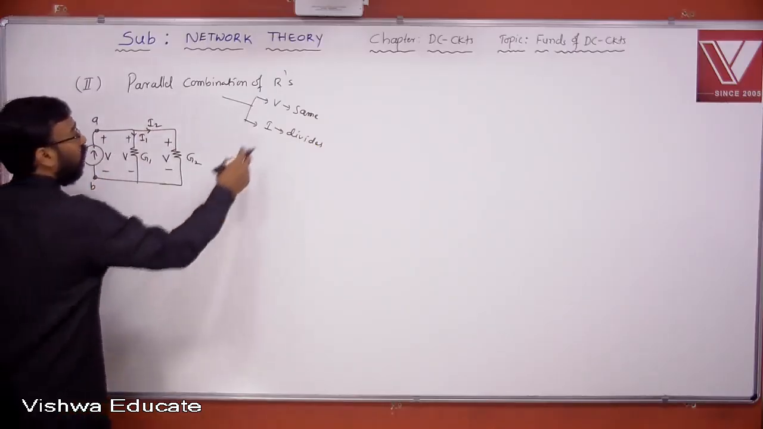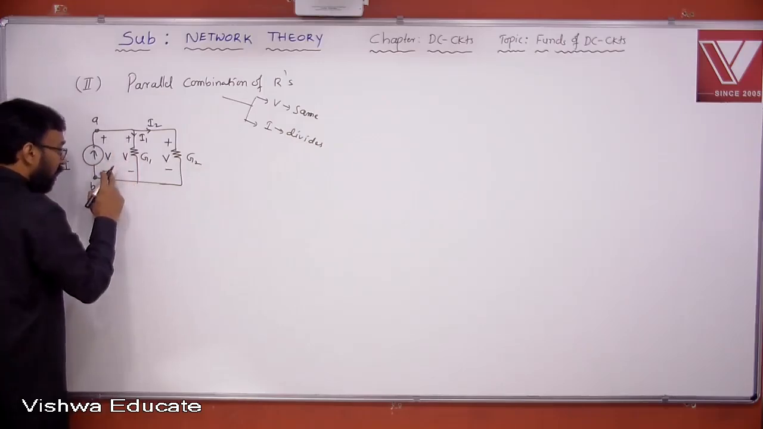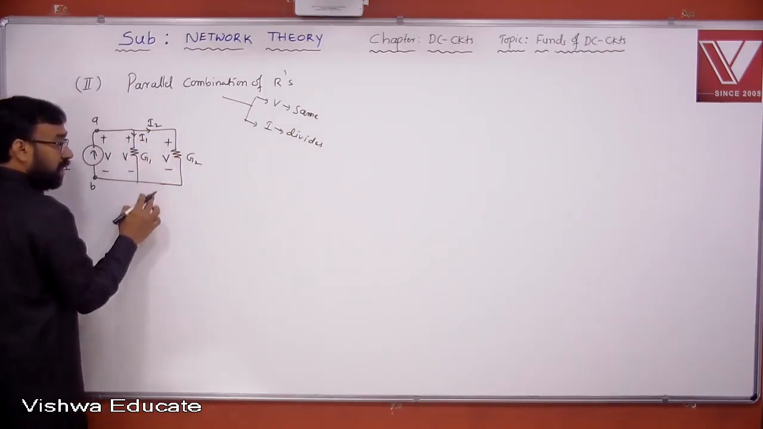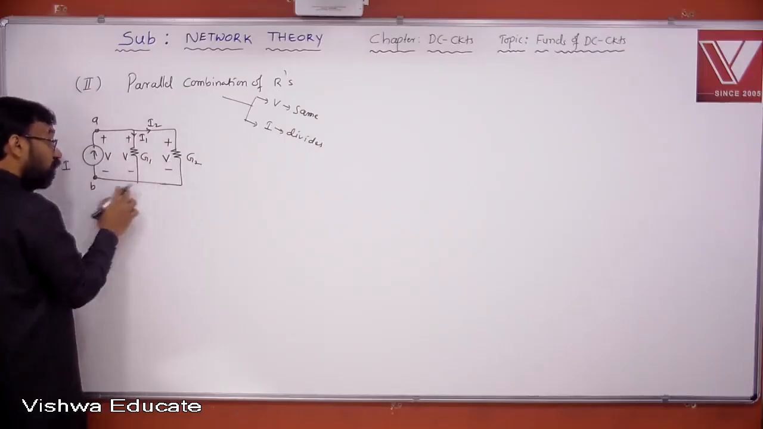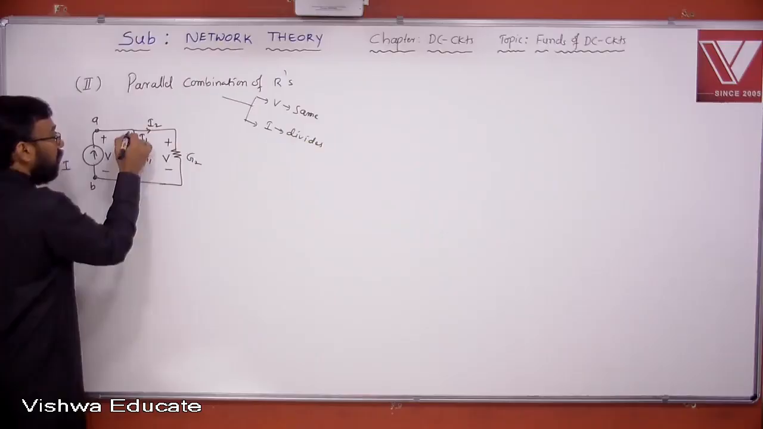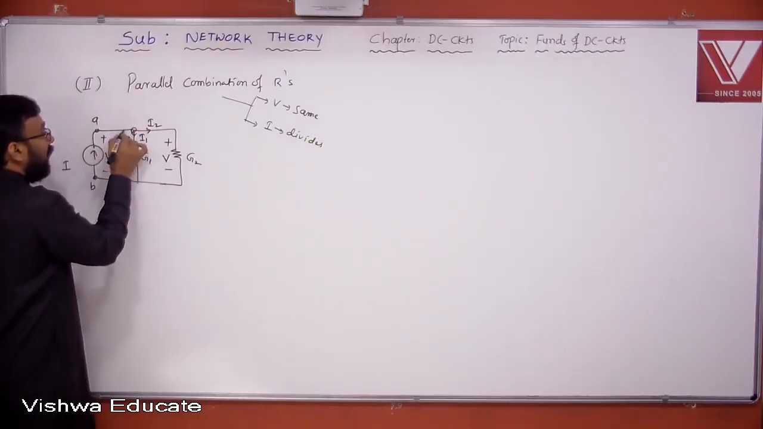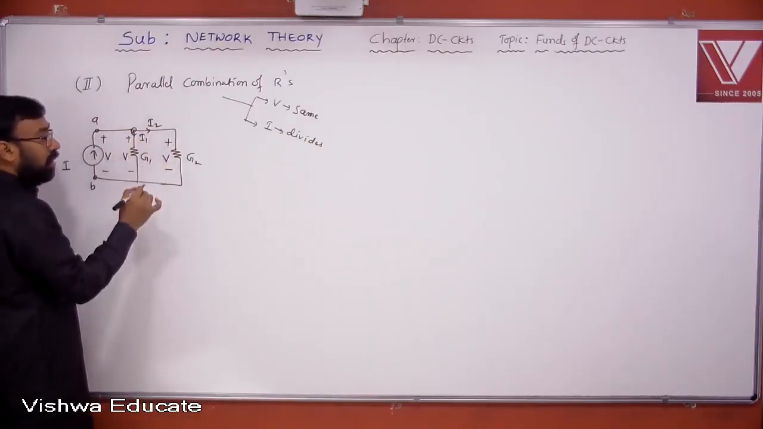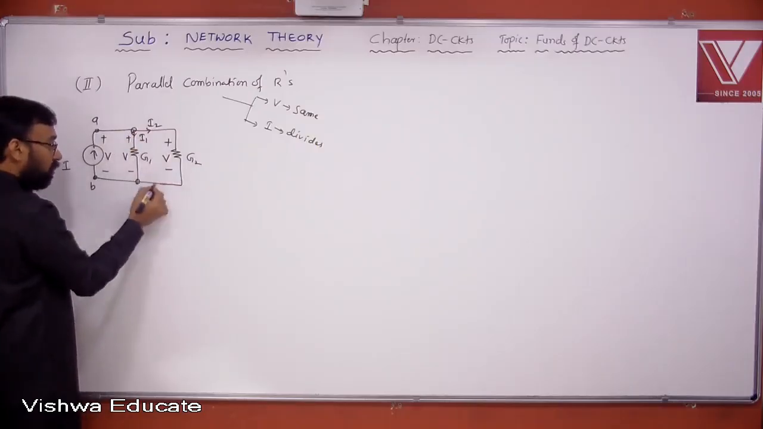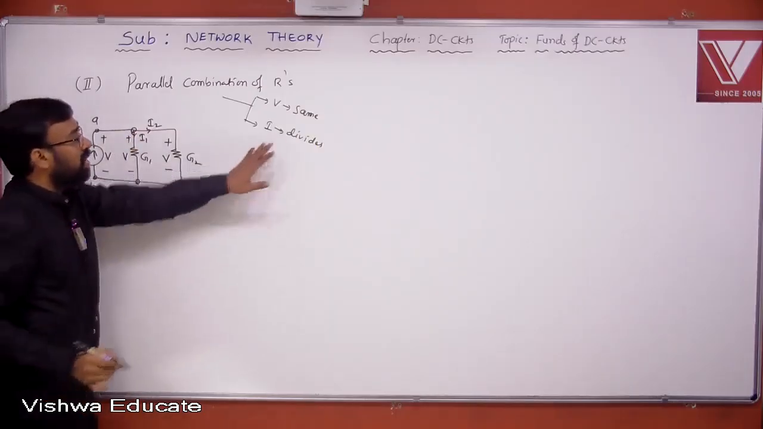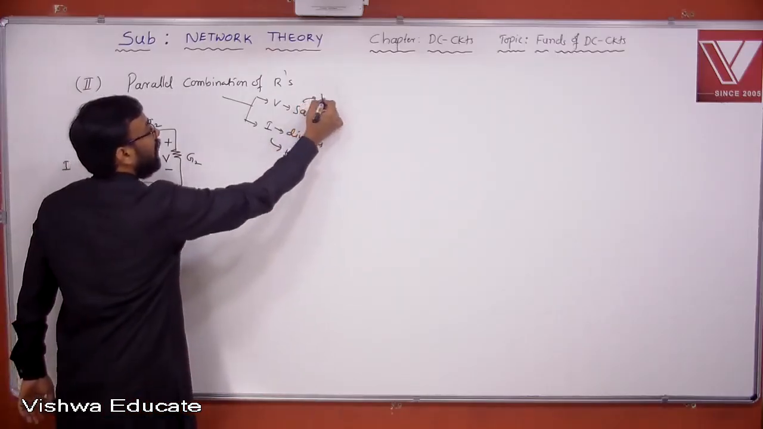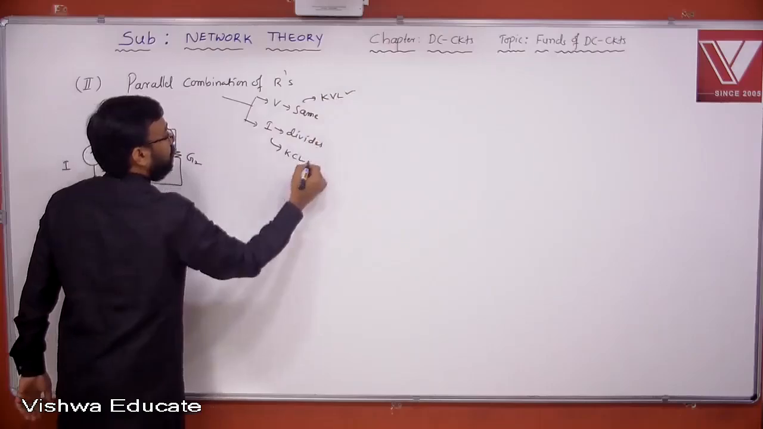So why voltage same? Because to satisfy KVL, plus V and minus V, voltage 0. This loop also, every loop KVL must be satisfied. And look at this node, the current I gets divided into I1 and I2. Algebraic sum of the currents at this node must be 0. So current divides to satisfy KCL. Voltage is maintained same to satisfy KVL.